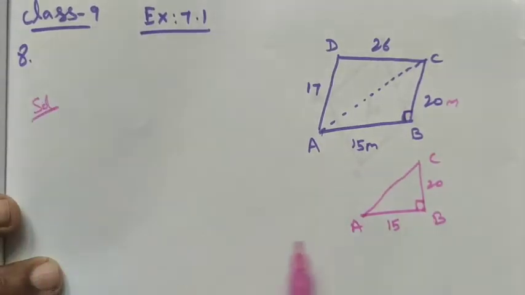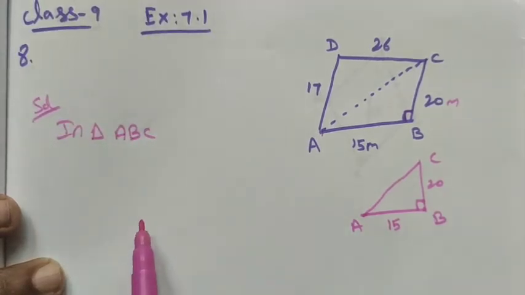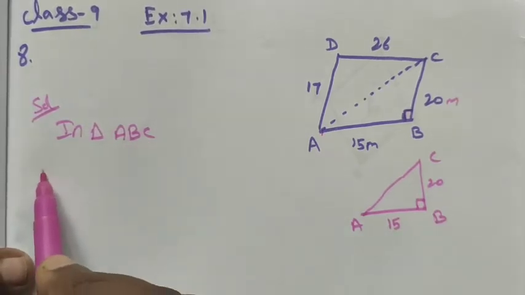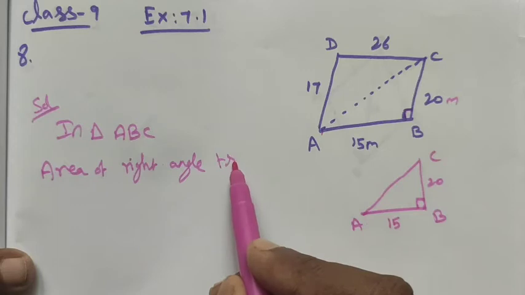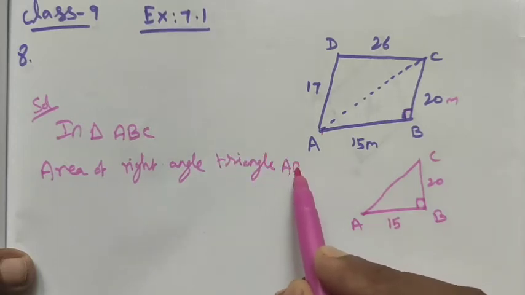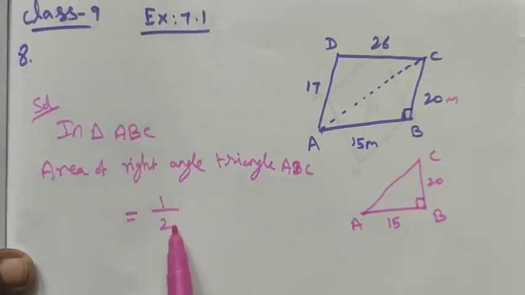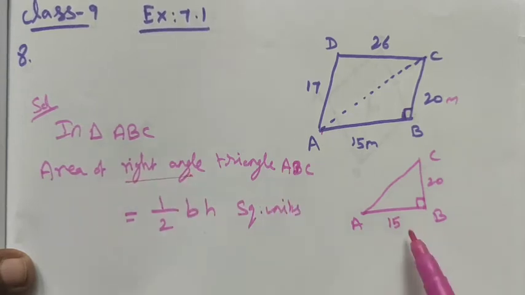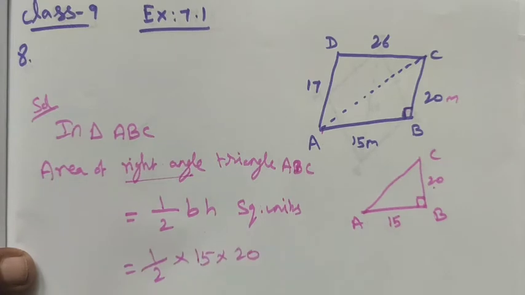Solution: by that condition, in triangle ABC, here ABC is a right angle triangle, so area of the right angle triangle ABC we can directly write the formula: half into base into height square units. By the right angle condition, one of the sides acts as a height and another side acts as a base. So half into base, we take it as 15, height we take it as 20.